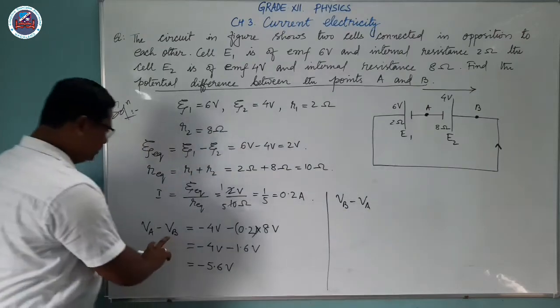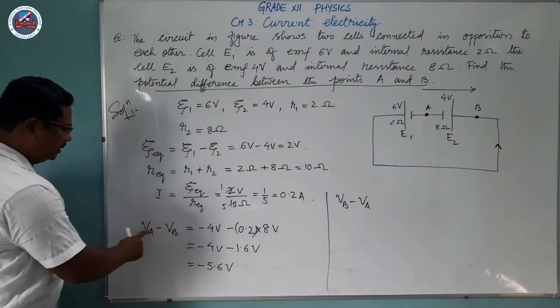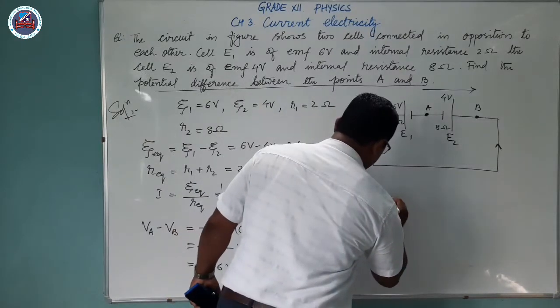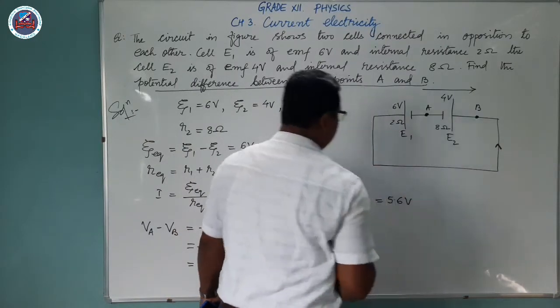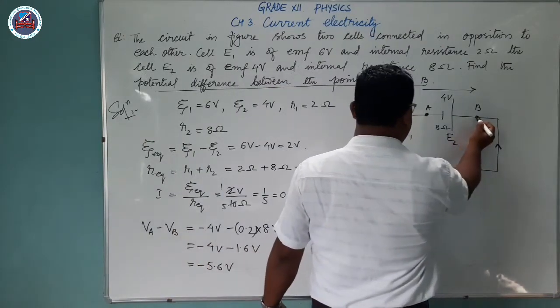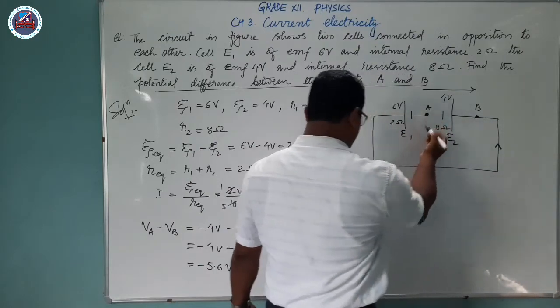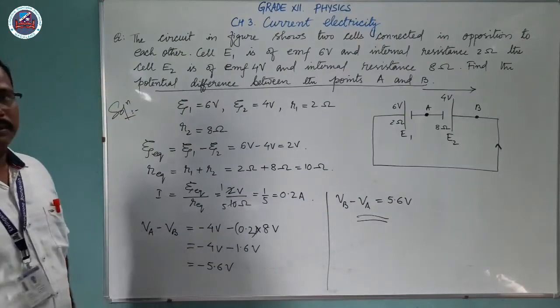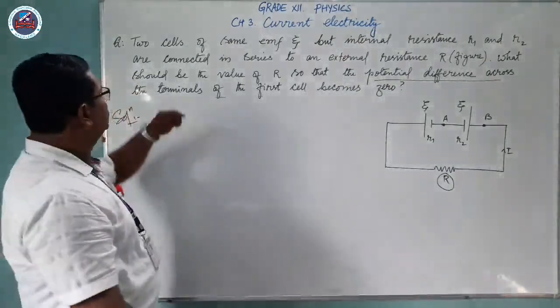If you change this polarity, minus to plus, plus to minus, then this one also will become minus to plus. That means B is at a higher potential compared to A. Like this you can do the solution. Let us see one more question. So let us solve this question and see.